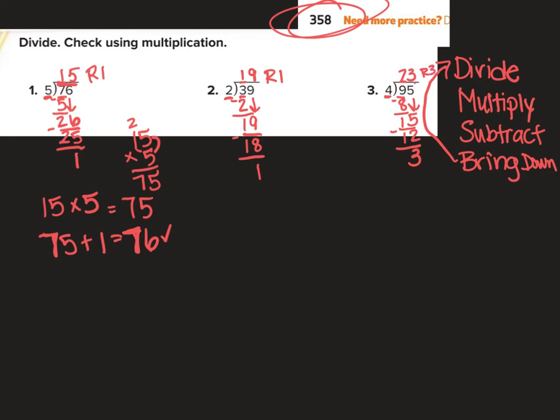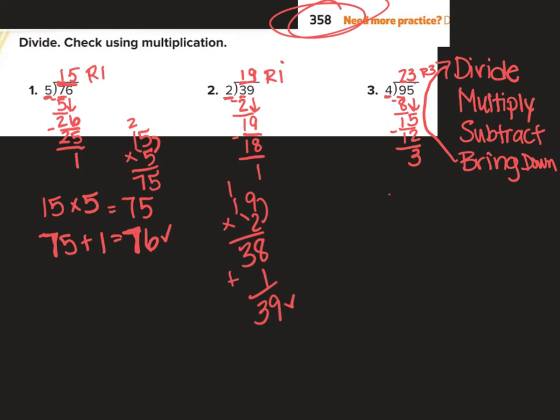Oops, I didn't check my answers, the last ones. All right, quick. 2 times 19. 9 times 2 is 18. 2 times 1 is 2, plus 1 more is 3. Add in my remainder. 39. Check out.